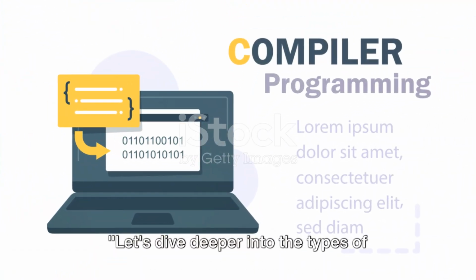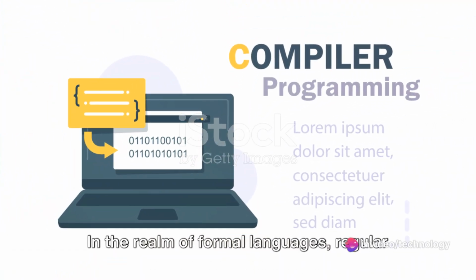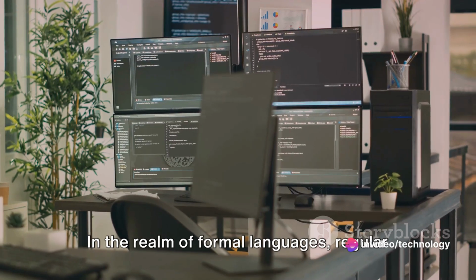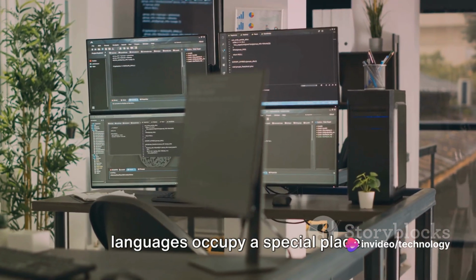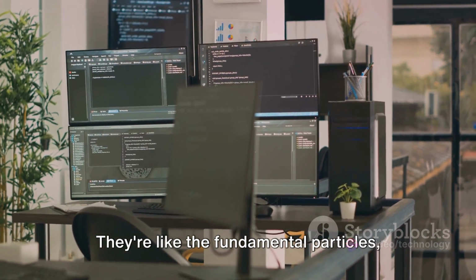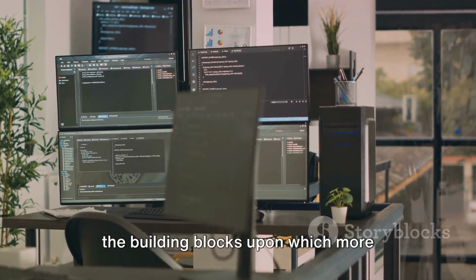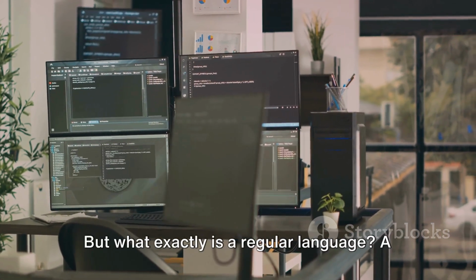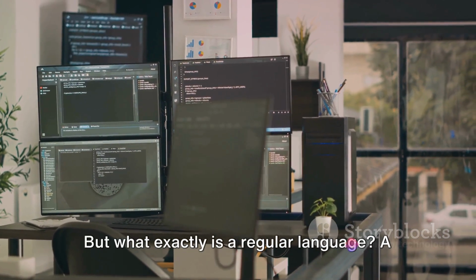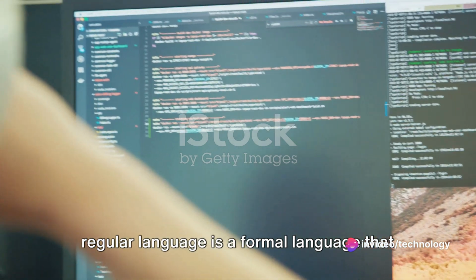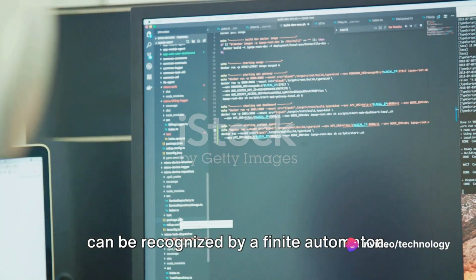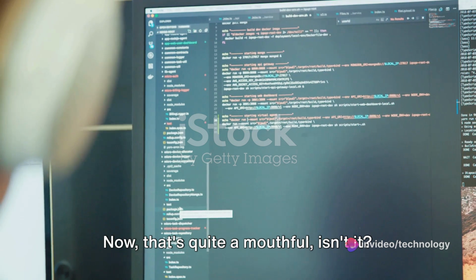Let's dive deeper into the types of formal languages. In the realm of formal languages, regular languages occupy a special place. They're like the fundamental particles, the building blocks upon which more sophisticated languages flourish. But what exactly is a regular language? A regular language is a formal language that can be recognized by a finite automaton. Now that's quite a mouthful, isn't it?